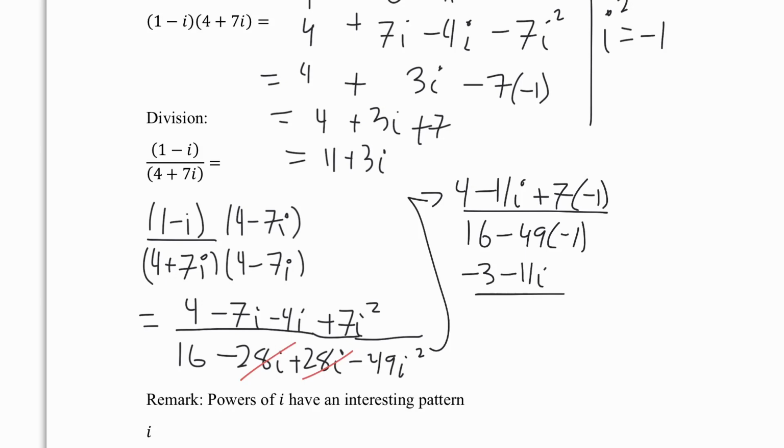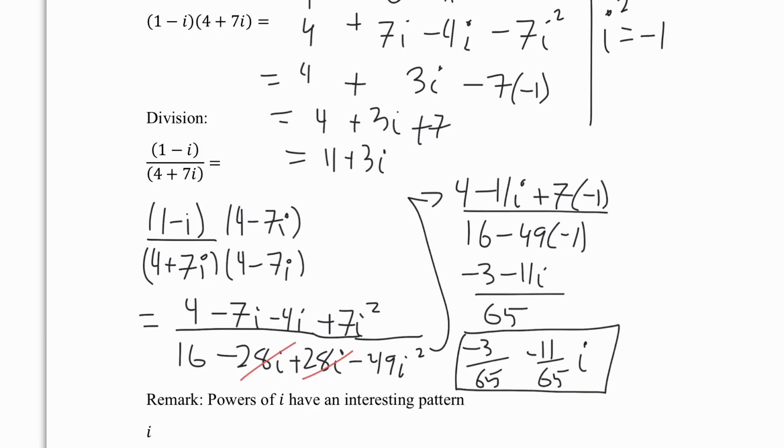16 plus 49 is going to give us 65. Now we only have one number on the bottom, so we're allowed to split that up as a fraction. So minus 3 over 65 minus 11 over 65i. And there we go. We know our number is finished.